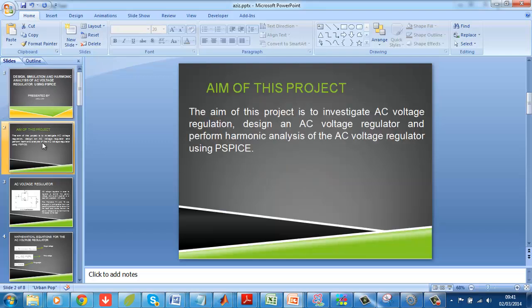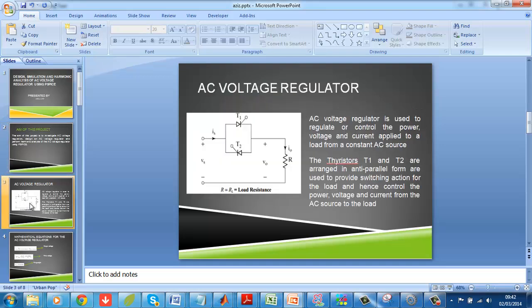So, what is the aim? The aim of this project is to investigate AC voltage regulation, design an AC voltage regulator, and perform harmonic analysis of the AC voltage regulator using PSpice. From the word regulator, regulator means to control, to regulate basically. So I'm going to show a schematic of an AC voltage regulator here.